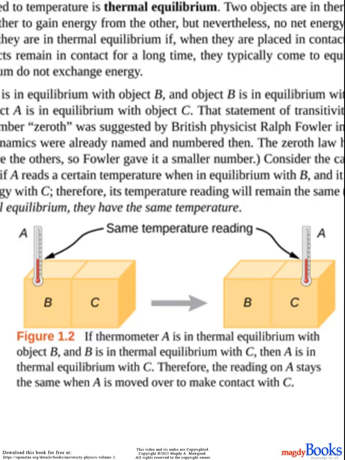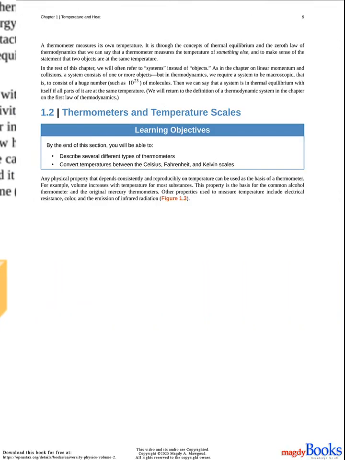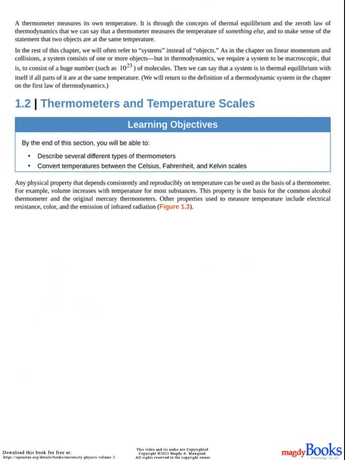If thermometer A is in thermal equilibrium with object B, and B is in thermal equilibrium with C, then A is in thermal equilibrium with C. Therefore, the reading on A stays the same when A is moved over to make contact with C. A thermometer measures its own temperature.